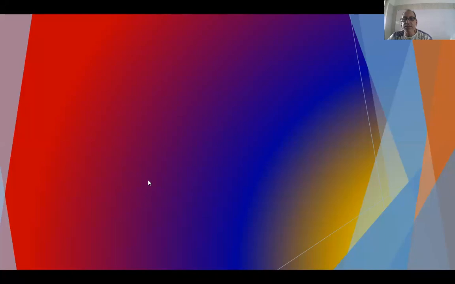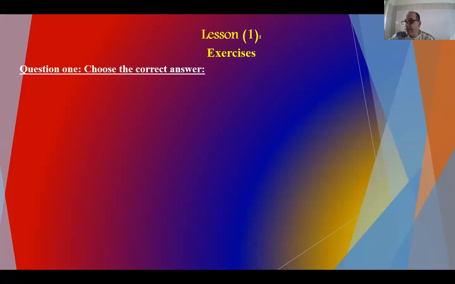Dear middle two students, today we are going to solve some exercises together to see how we can answer the questions. This is for your practice on answering questions, to prepare yourself, not for middle two only, but for middle three also. Lesson one, let's see the exercises on lesson one.